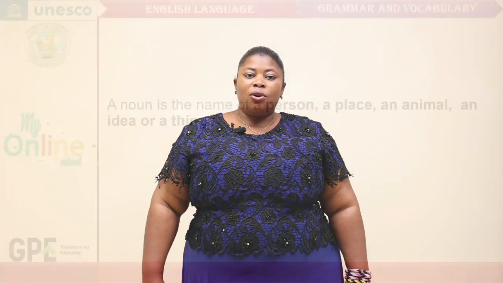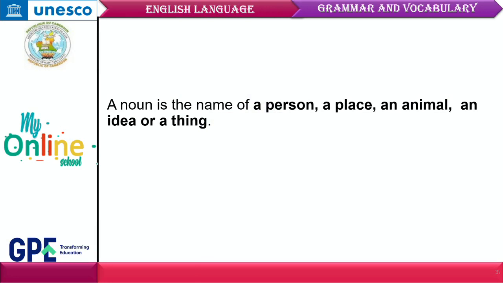Good job. Let's check and compare our answers with this one. A noun is the name of a person, a place, an animal, an idea, or a thing. I hope you had some of these elements in your own definition of a noun.